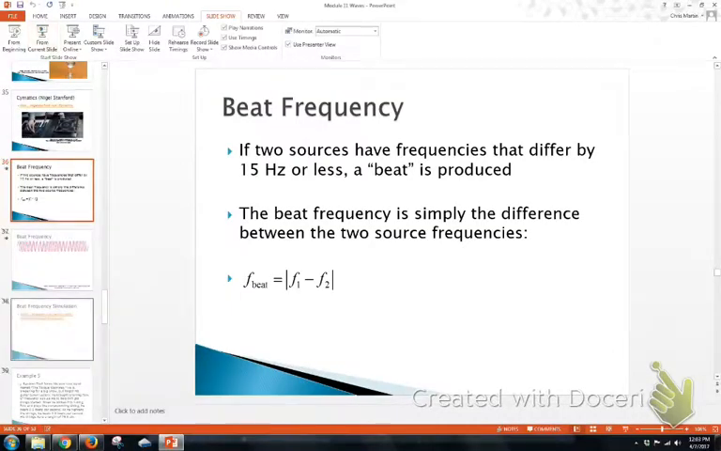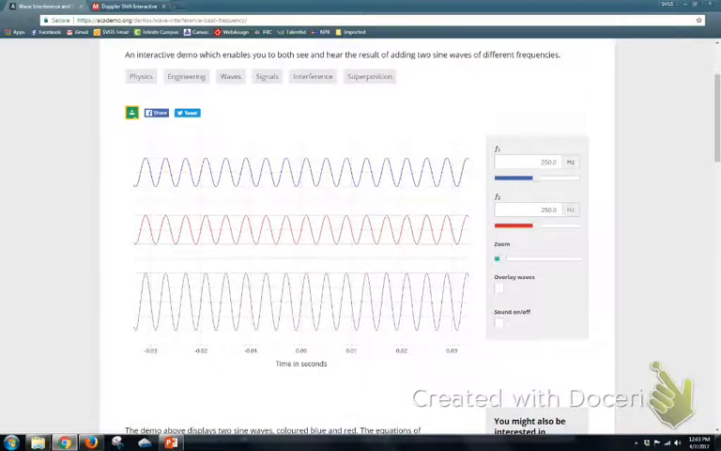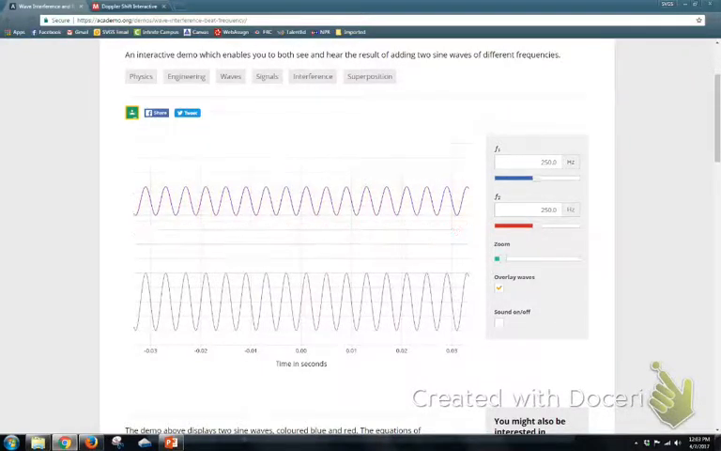So to look at that, I've got a little simulation up here. Let's say I've got two sources that are both 250 hertz. So if I play that sound, then it pretty much just sounds like a single tone. Because if you line the waves up, then you're getting constant constructive interference pretty much.